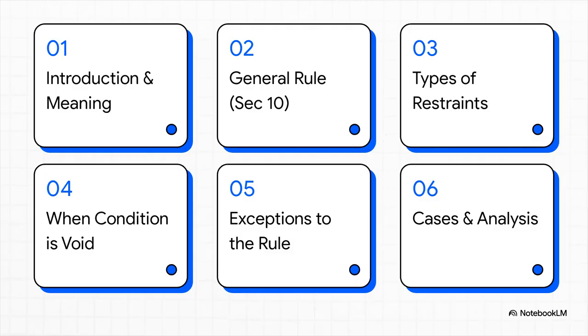Please note down this exact synopsis for your answer script. If you get a 16-mark essay question on this topic, this is your mandatory framework. 1. Introduction and meaning. 2. General rule under Section 10. 3. Types of restraints. 4. When is a condition void? 5. Exceptions to the rule. And finally, 6. Case laws and critical analysis. Do not deviate from this structure in your exams.